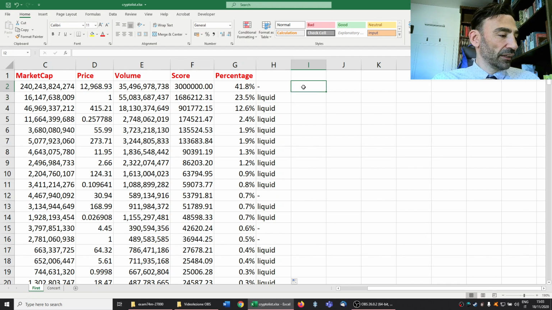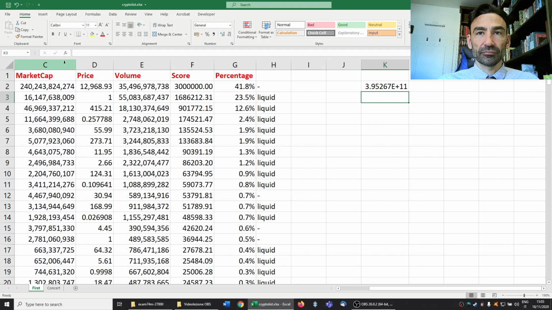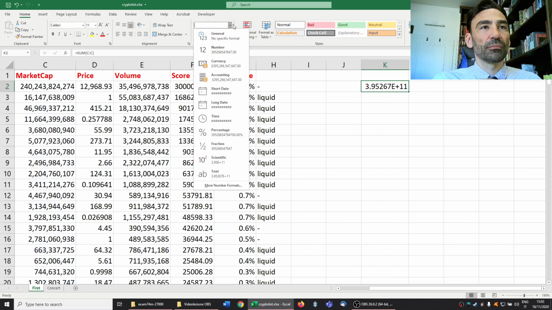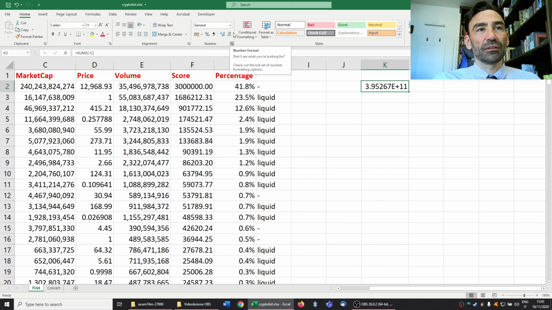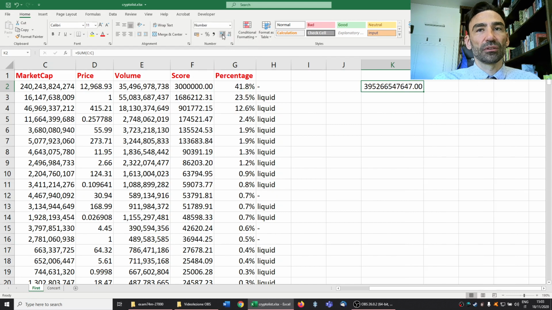Fine. In cell K2, insert the sum of market cap in number format with no decimal digits. Okay, I changed the number format. I don't remember whether in the Mac this exists. However, in the Mac you can go to... yes, it exists also for the Mac. So I removed the decimal digits. Now I save.